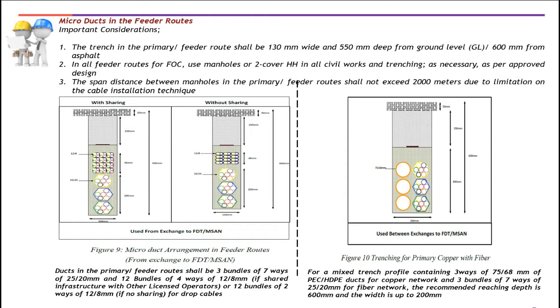Okay, so for a mixed trench profile containing three ways of 768 mm of PVC or HDPE ducts for copper network and three bundles of seven ways of 25/20 for fiber network, then the recommended trench depth is 600 mm and the width is up to 200 mm.